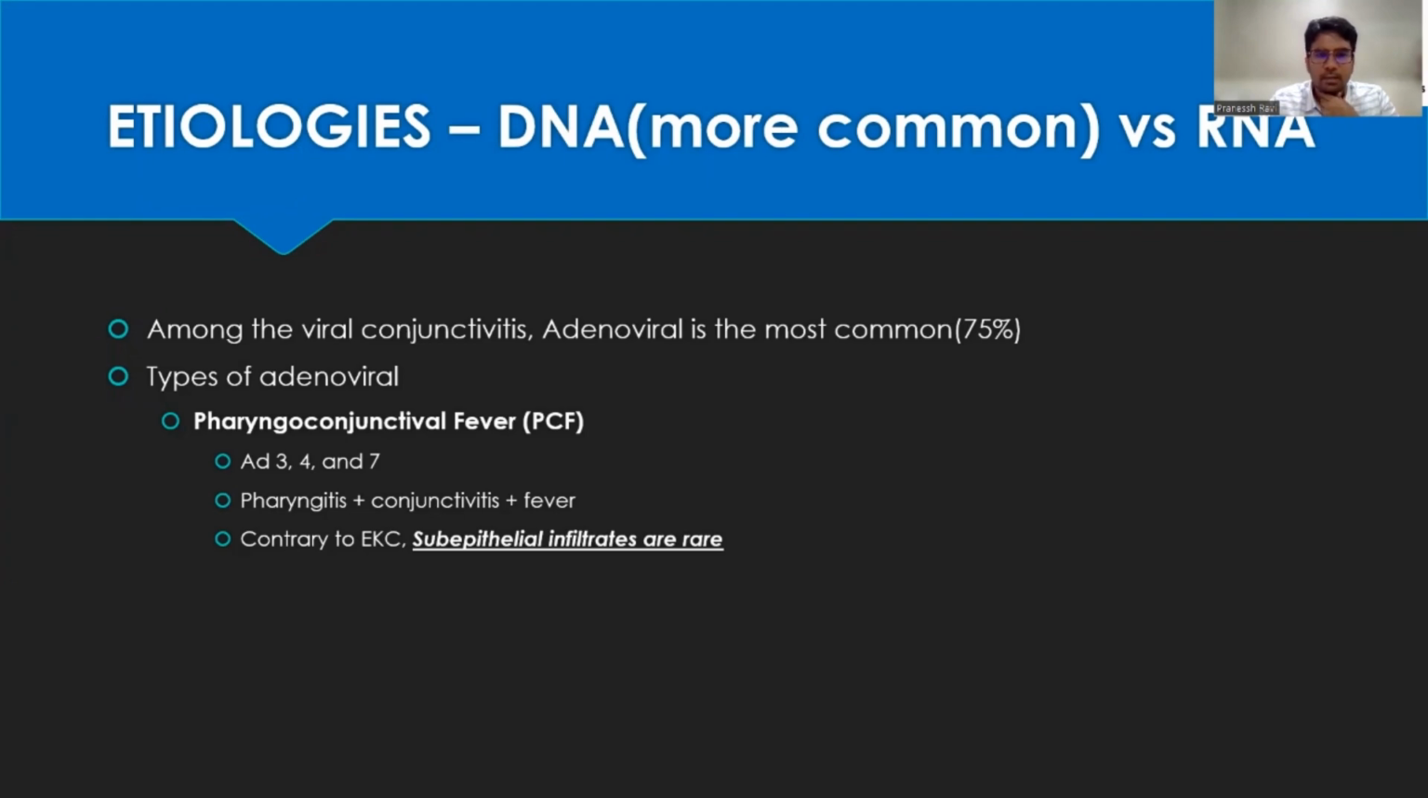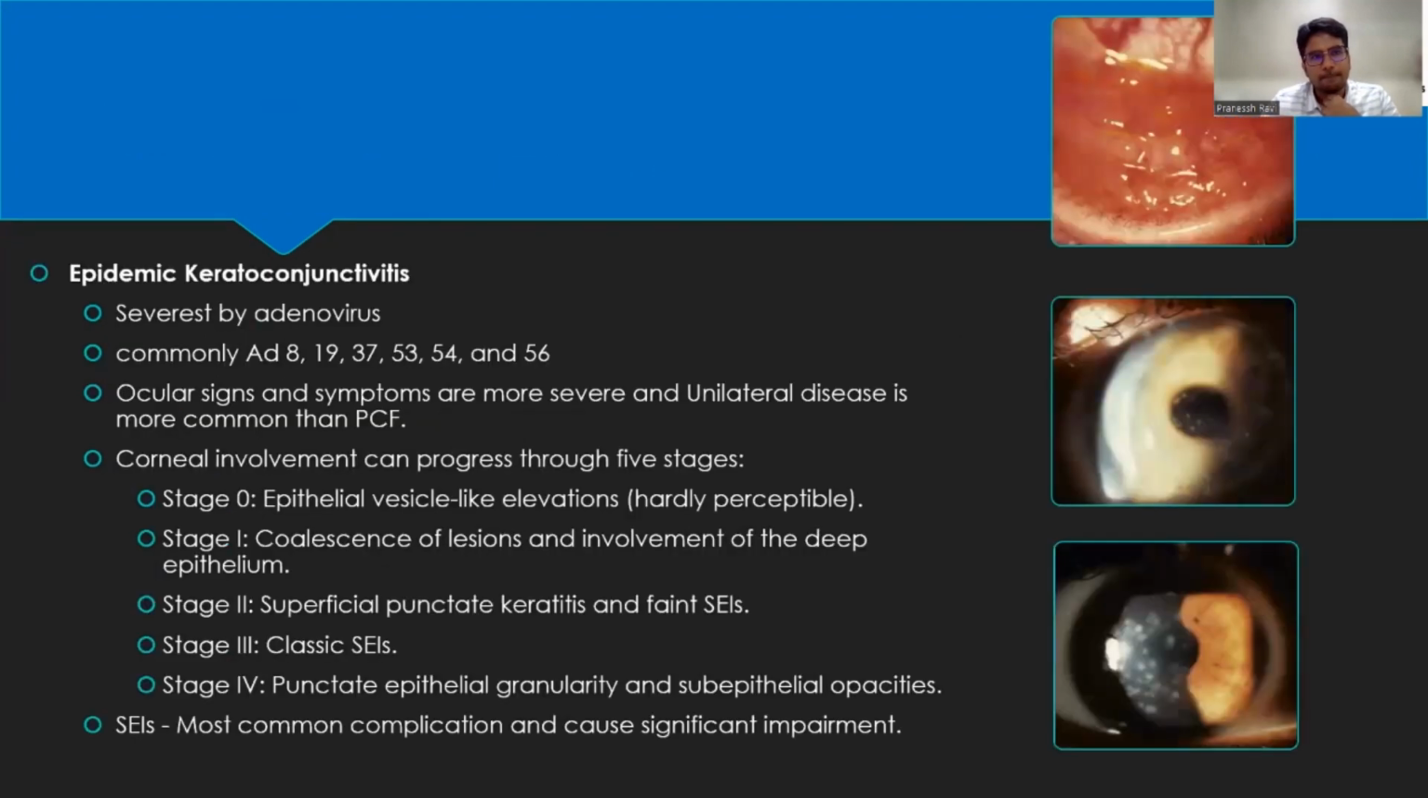To start with, we have pharyngoconjunctival fever. Serotypes 3, 4, 7 are the commonest. They usually have a triad of pharyngitis, conjunctivitis, and fever. Contrary to EKC, subepithelial infiltrations are rarer in this case.